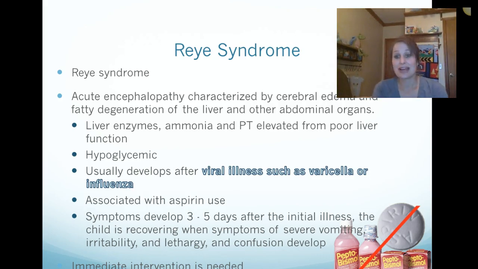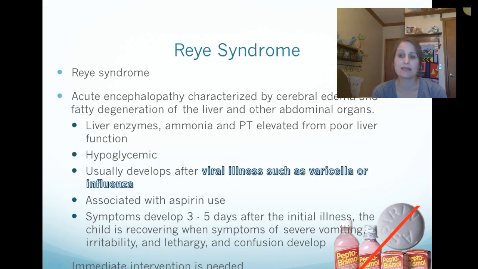Reye syndrome, actually, it rhymes with "eye." Reye syndrome is an acute encephalopathy characterized by cerebral edema and fatty degeneration of the liver and other abdominal organs. So anytime we see liver involvement, we're automatically going to think in our head it might affect the liver enzymes, right? So yes, it does. Liver enzymes, ammonia, PT, all elevated from poor liver function. A lot of times with these patients, you'll see that they are hypoglycemic.